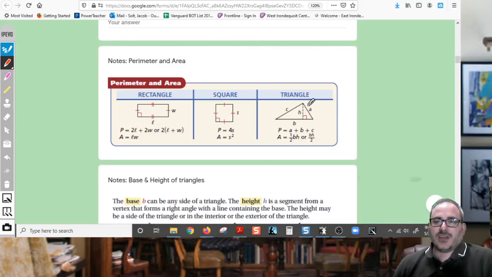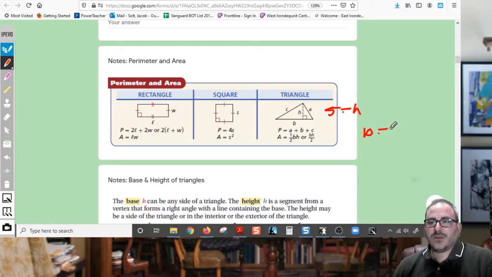So I'm trying to think of an example. Let's call the height 5, and the base is going to be equal to 12. So what I have to do is take base times height divided by 2. 1/2 base times height is going to equal the area of my triangle. And that means I know that the base was 5, so instead of B, I put in 5.